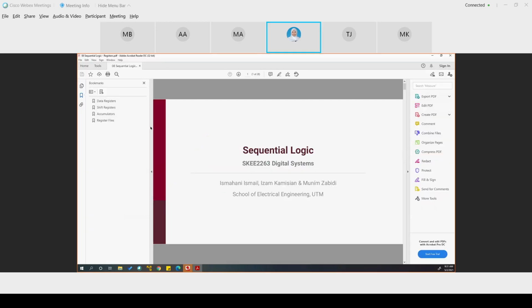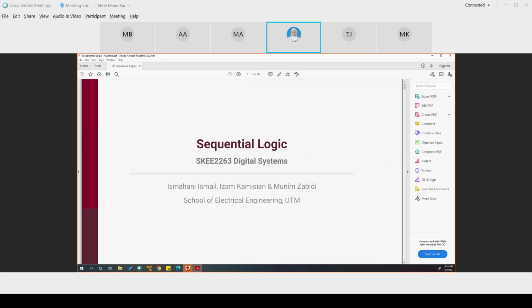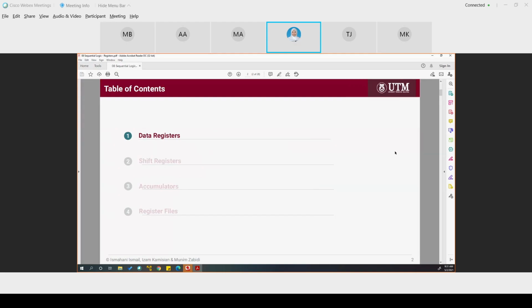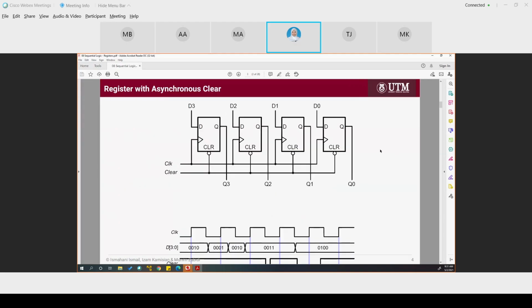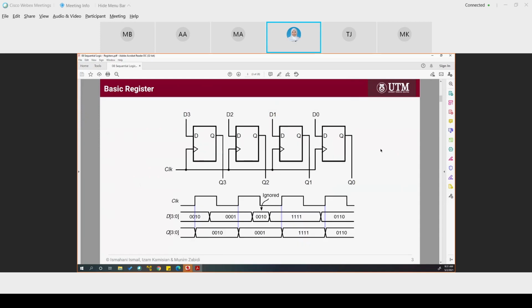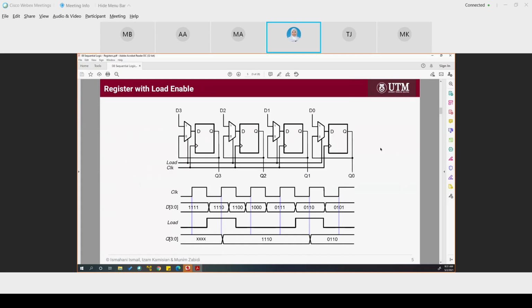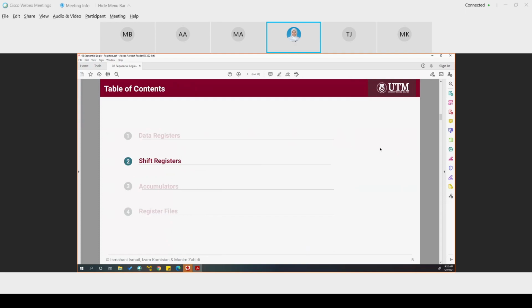So next Thursday, we will learn about this. But the data register and shift register will be a video that I will share with you later. This is all repeating or revisiting the digital electronic class. Okay. Then I will go straight to the accumulator and then the register files.